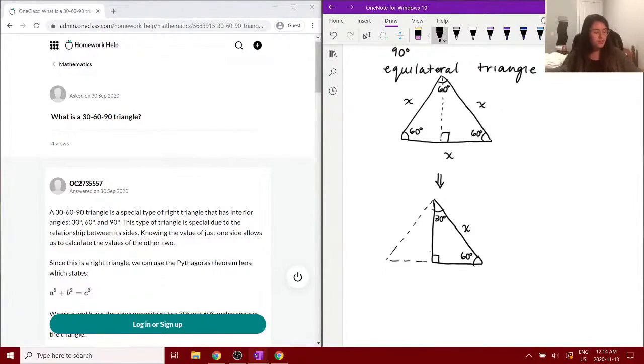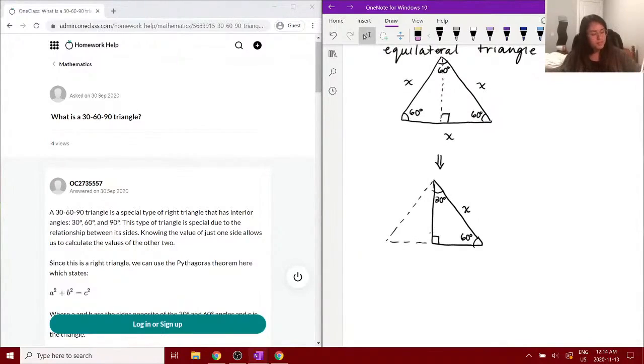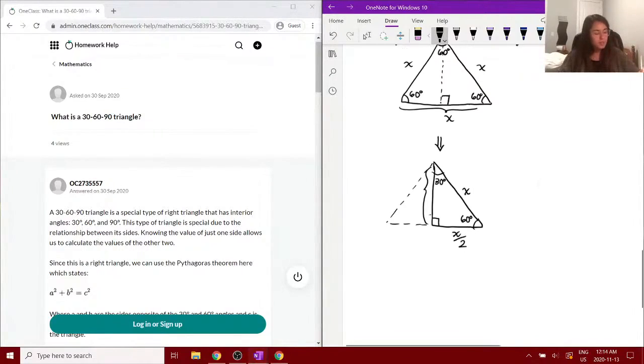So we know that this side length here is x, and if we, along the bottom here, cut it right in half, then we know that the length of this side is x divided by 2. Because, right, you cut it right down the middle. Now all we need to figure out is the length of this new side, right? So what we can do to come up with the length of this side is we can use Pythagorean theorem.